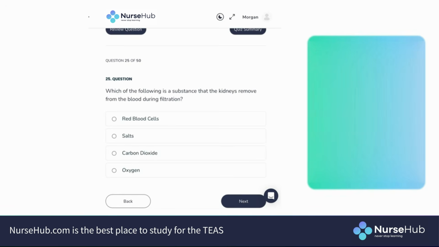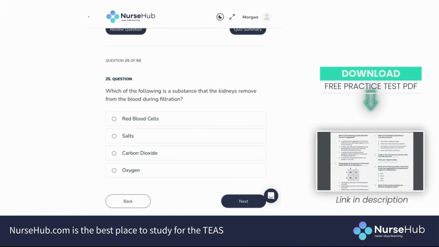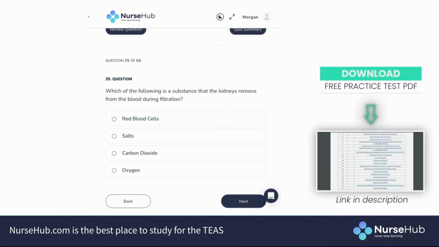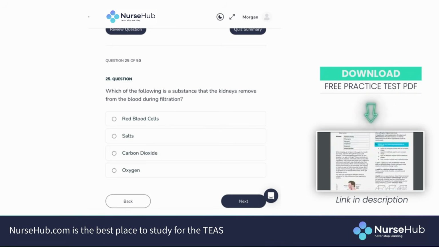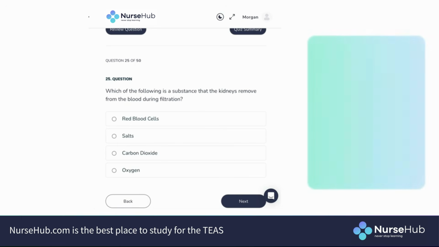Question 25 asks, which of the following is a substance that the kidneys remove from the blood during filtration? Do the kidneys remove blood cells, salts, carbon dioxide, or oxygen? This is one of the questions that you're going to, again, have to commit to memory. You'll make flashcards, you can do matching, you can even label the parts of the kidney and explain the different functions. In any case, what you will come to is that the correct answer is salts. That's what kidneys remove.